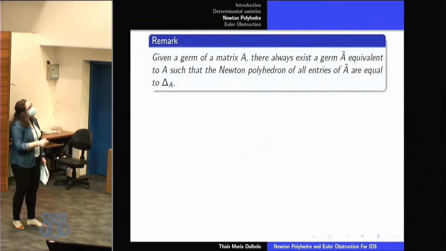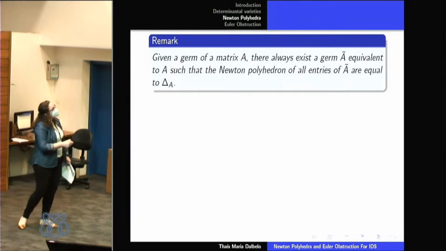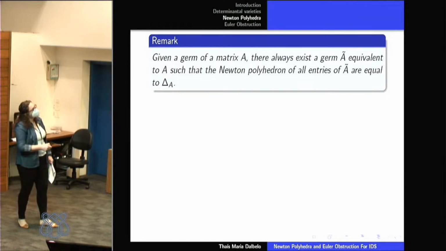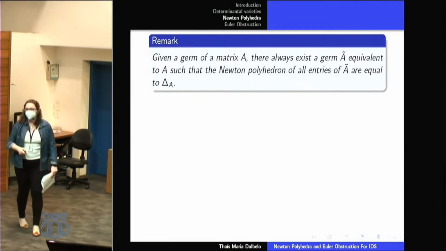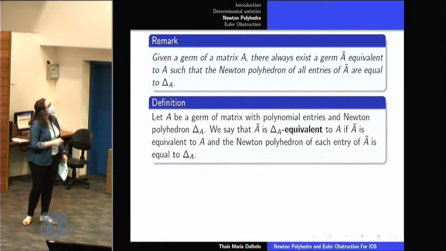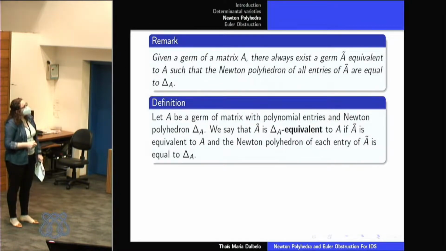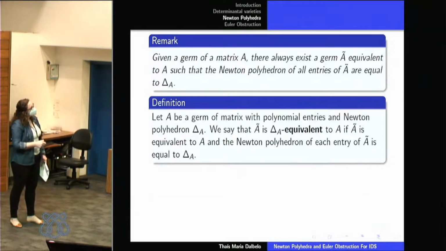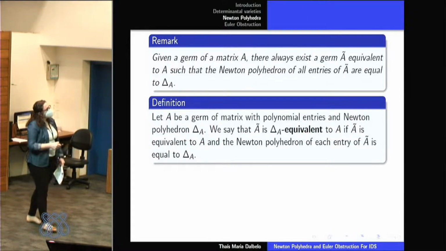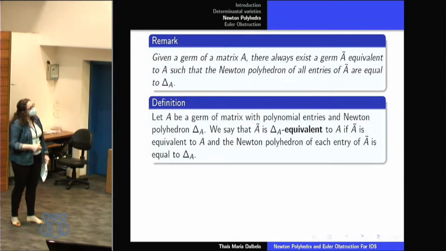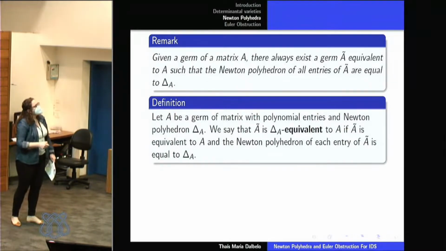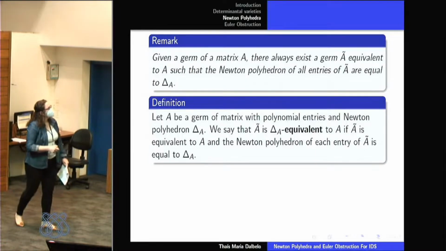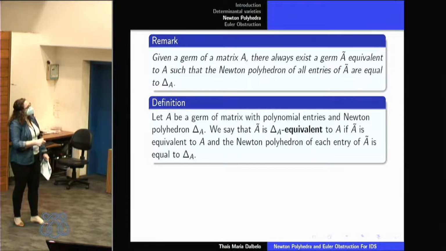Given a germ of a matrix A, there always exists a germ A tilde equivalent to A such that the Newton polyhedron of all entries of A tilde are equal to the Newton polyhedron of the matrix A. And let A be a germ of a matrix with polynomial entries and Newton polyhedron Delta A. We say that A tilde is Delta A equivalent to A if A tilde is equivalent to A, and the Newton polyhedron of each entry of A tilde is equal to the Newton polyhedron of the matrix A.